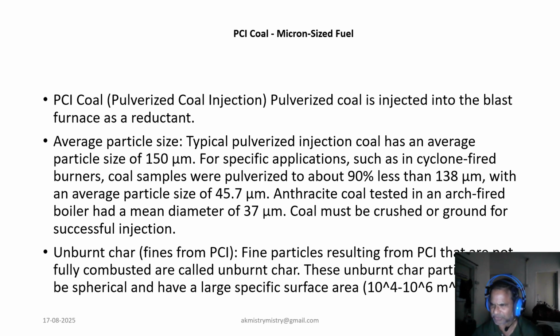Clearly, for successful injection, coal must be meticulously crushed or ground. A byproduct related to PCI is unburnt carbon, which refers to fine particles resulting from PCI that are not fully combusted. These unburnt particles can be spherical and possess a remarkably large specific surface area ranging from 10 to the power 4 to 10 to the power 6 square meters per kilogram.